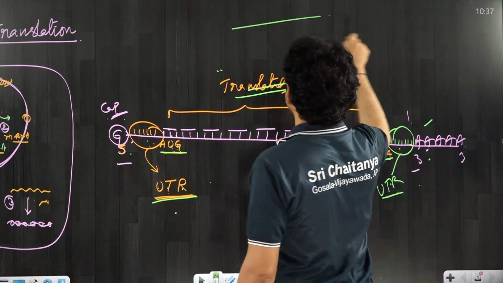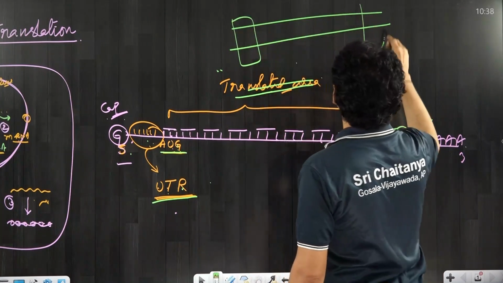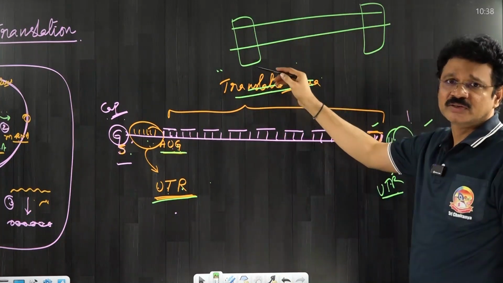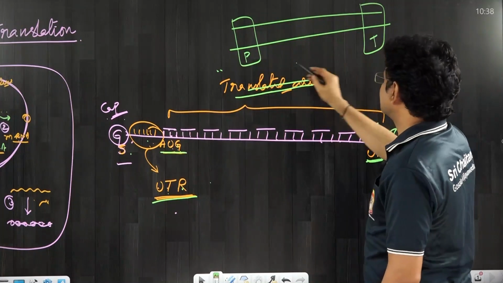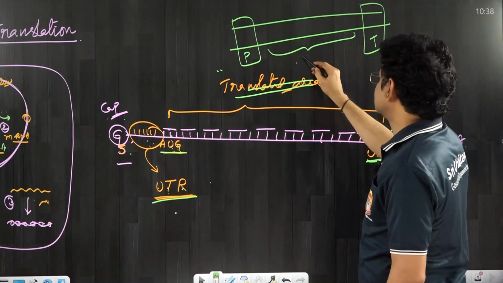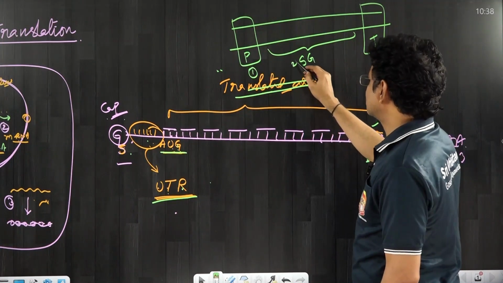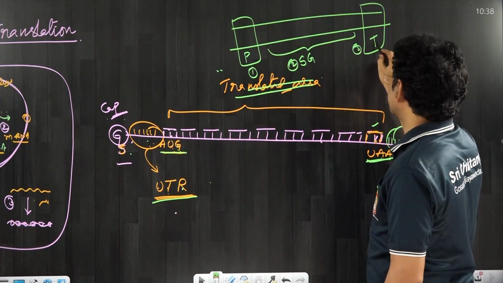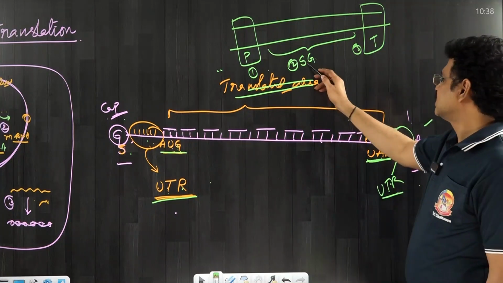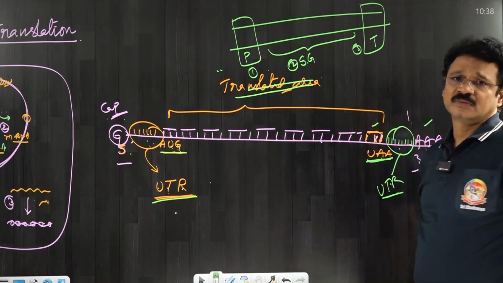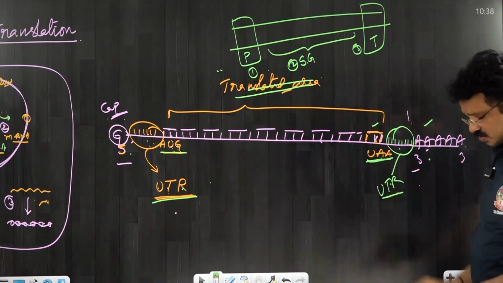Whereas in a unit of transcription, 3 areas are there clearly. A unit of transcription is differentiable into 3 areas. One area is the promoter, the last portion is the terminator, and the middle portion is the structural gene. Part 1 promoter, part 2 structural gene, part 3 terminator. These are the 3 parts of a transcription unit. The structural gene is flanked by promoter and terminator. Likewise, the translated region is flanked by AUG and UAA.